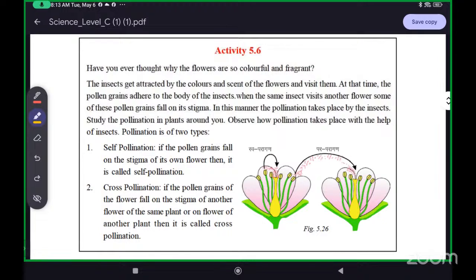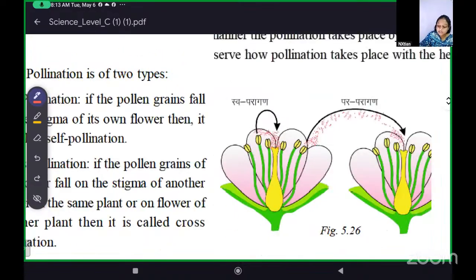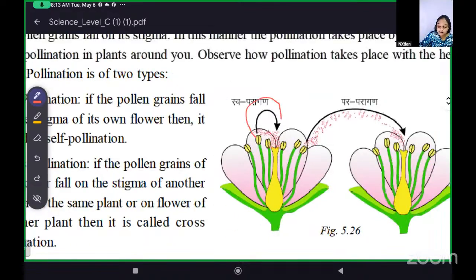Now there are two types of pollination. One is called self pollination, another is called cross pollination. What's the difference? Self pollination is when the pollen grains fall on the stigma of its own flower, going from the anther into its own stigma. This is known as self pollination.